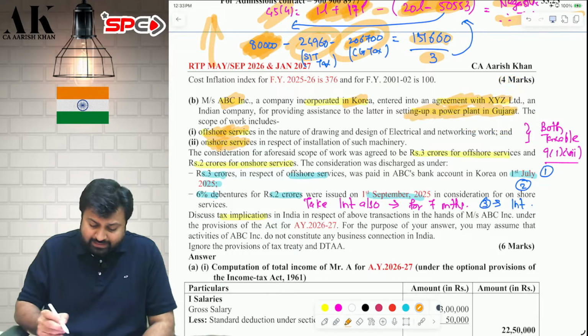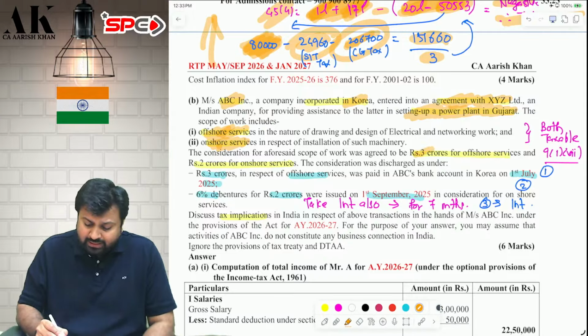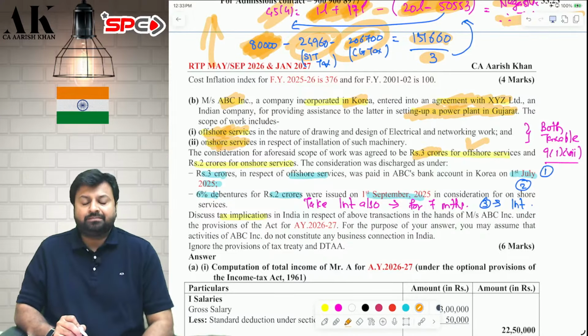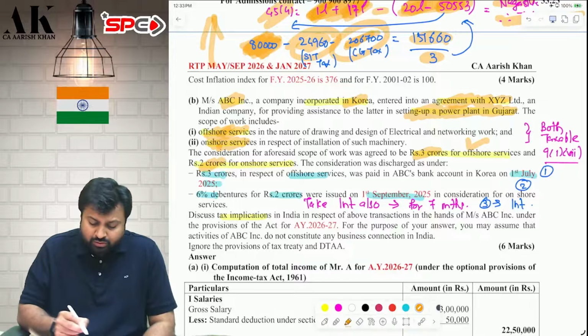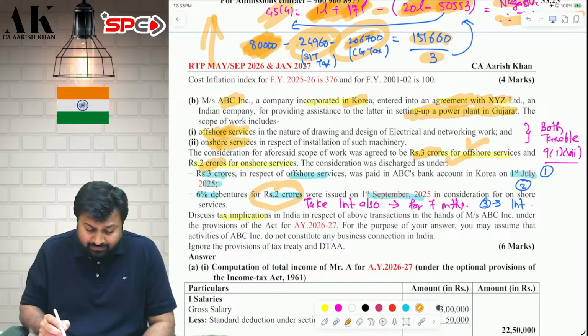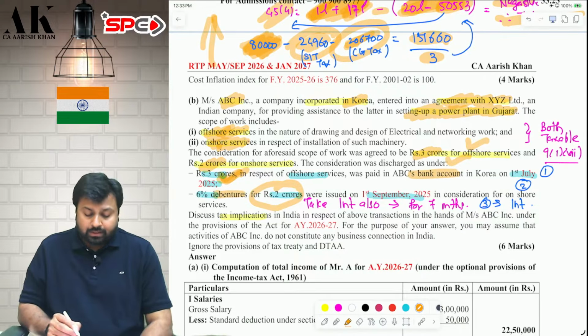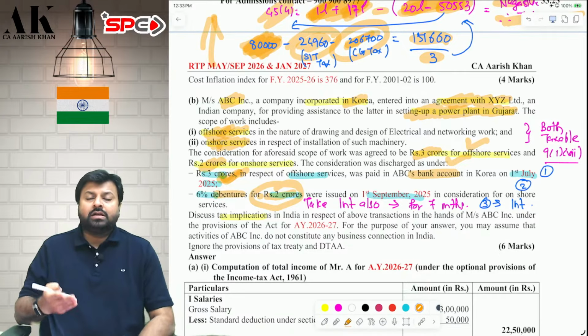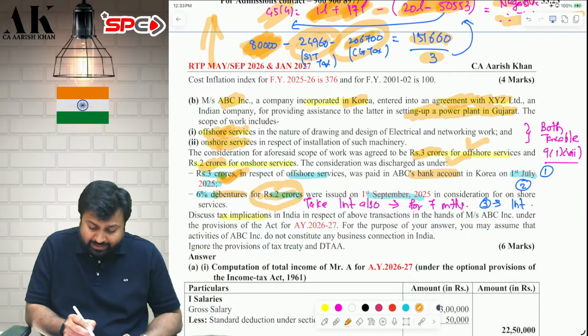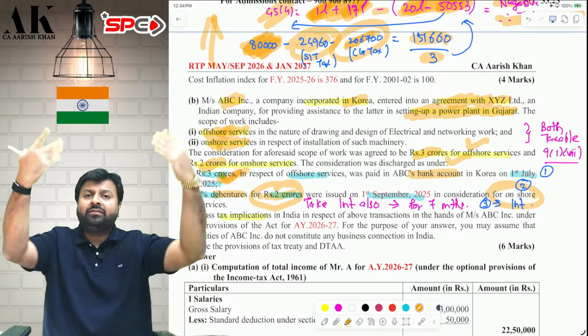Therefore, this is taxable. For offshore service they are charging 3 crore rupees. This 3 crore will be taxable. For onshore services, they are charging 2 crore. This 2 crore will also be taxable. But this 2 crore they are discharging by what? By way of debenture. This 3 crore they are discharging through bank account. But this 2 crore they are discharging by debenture. So they are providing us what? They are providing us onshore service, and in return we are giving debenture.